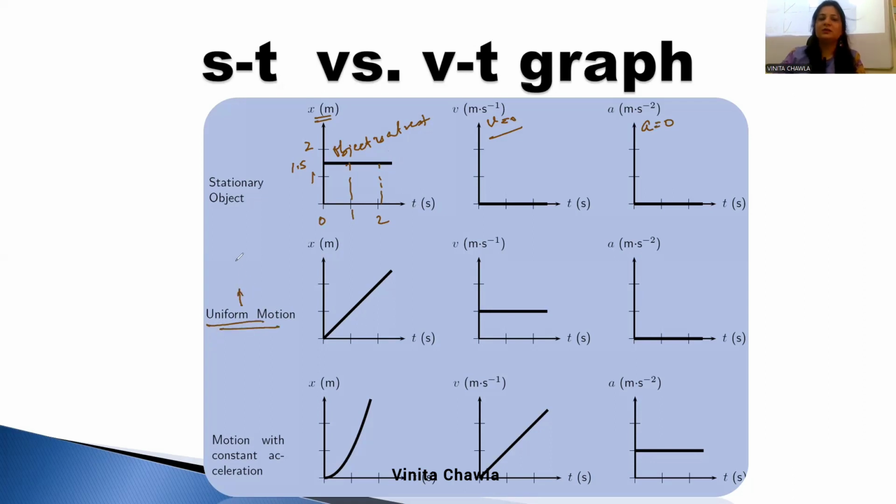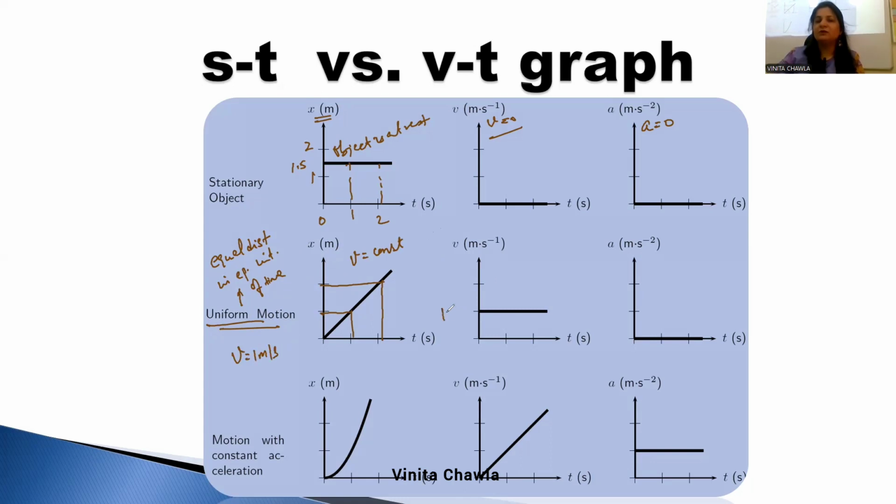Okay. Now, next case is of uniform motion. Uniform motion is if the object covers equal distance in equal intervals of time, or equal displacement in equal intervals of time. So we can see here that at t equals to 1 second, 1 meter distance has been covered. At 2 seconds, 2 meter distance has been covered. So it's a uniform motion. Every time object is covering equal distance in equal intervals of time. So its speed or velocity is constant. It moves with constant velocity. So we can conclude that velocity of the object is 1 meter per second.